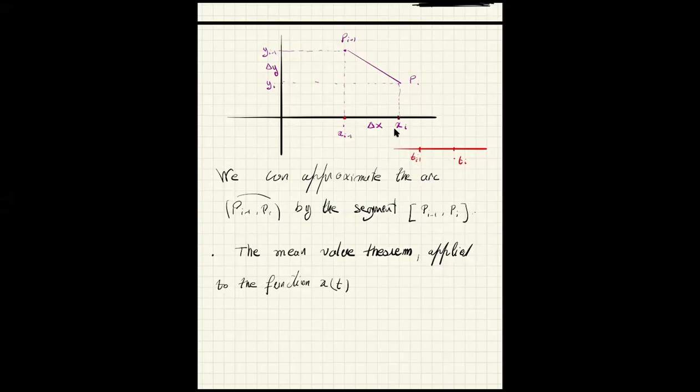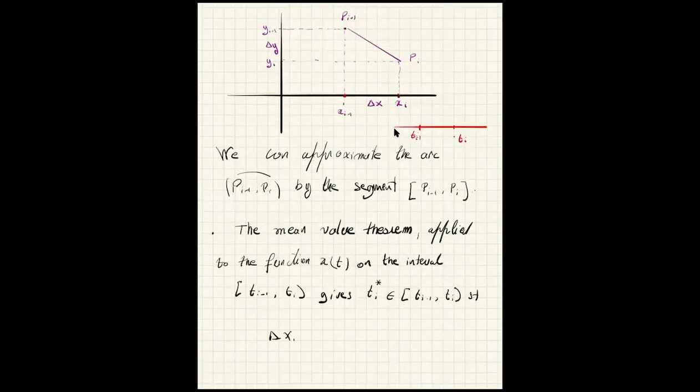Apply to the function x(t), on the interval [t_{i-1}, t_i], gives t_i star, inside this interval, such that delta x_i is x prime(t_i star) delta t, right?